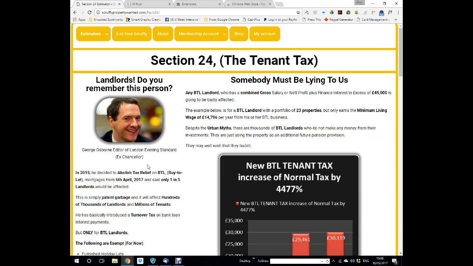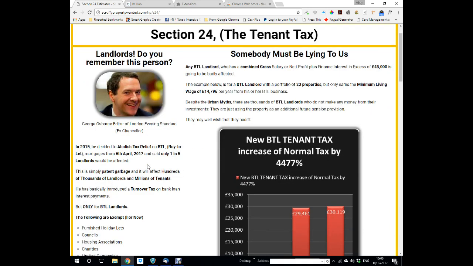basically landlords are now going to be taxed on any interest that they pay to their bank at any rate above the standard income tax rate, which is currently 20%. So if you're a higher rate taxpayer, the difference between 20% and whatever you're paying, you're going to end up paying tax on that. So at the time it was announced, which was in 2015, he said that only 1 in 5 landlords would be affected.